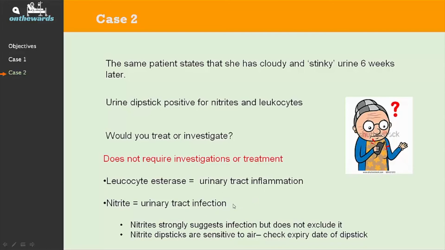So just be aware of that, and always send a urine MCS off, even if it is negative.